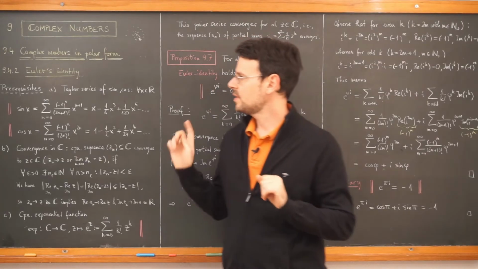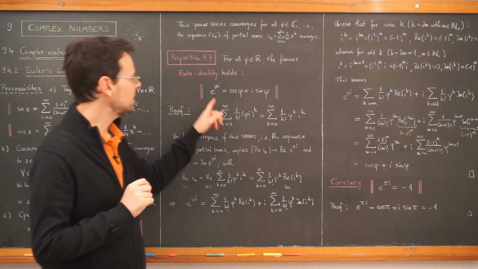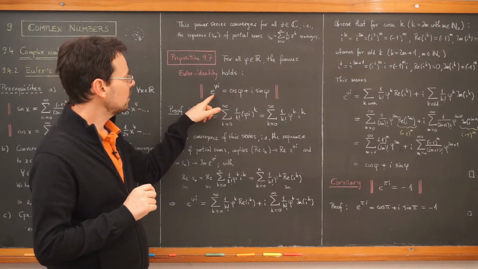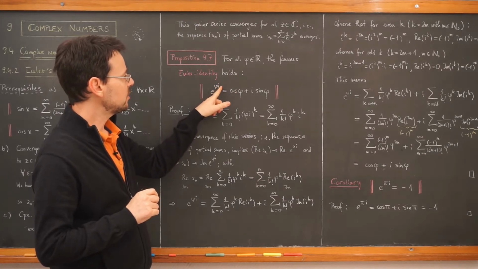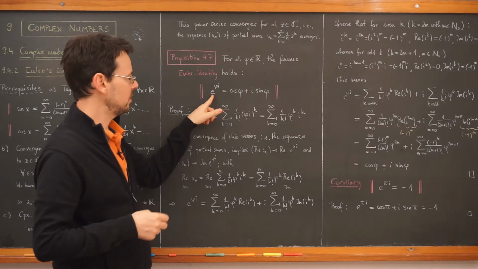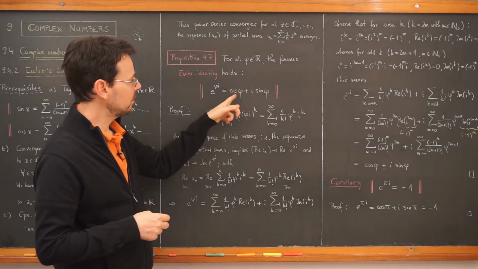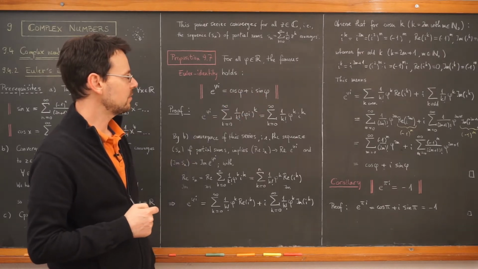Welcome everybody. This is a short version of my video for proving Euler's famous identity, meaning that if you plug in a real number phi times the imaginary unit i into the complex exponential function, to be defined yet, then you end up with the cosine of this number plus i times the sine of this number.